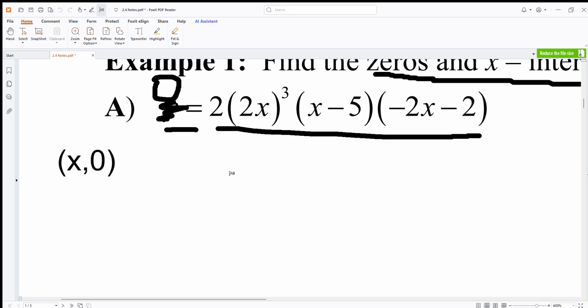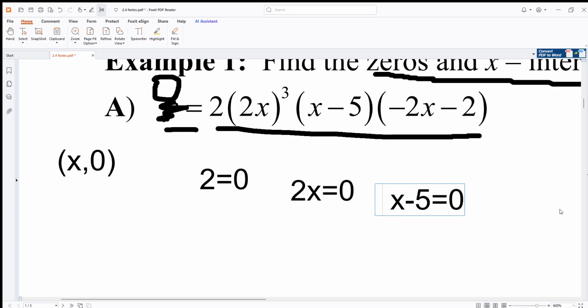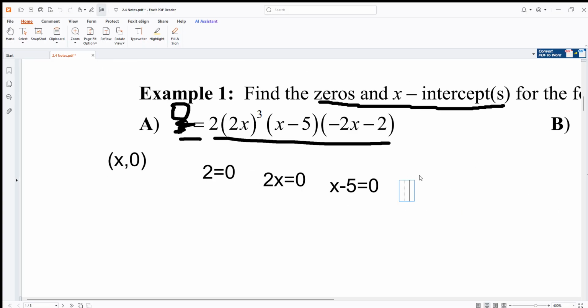What that's really saying is that out of the 4 things we have multiplied here, we're going to get some things that equal 0. So everything that's getting multiplied, we have the 2 in front, we have the 2x in parentheses, we have the x minus 5, and we have that negative 2x minus 2.